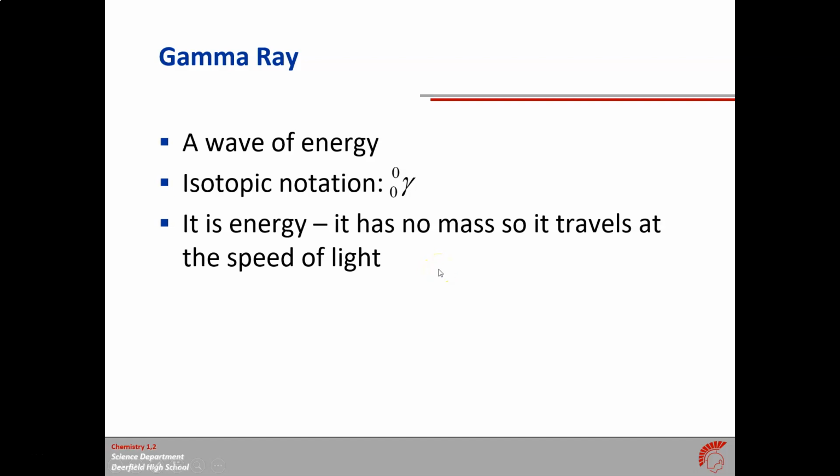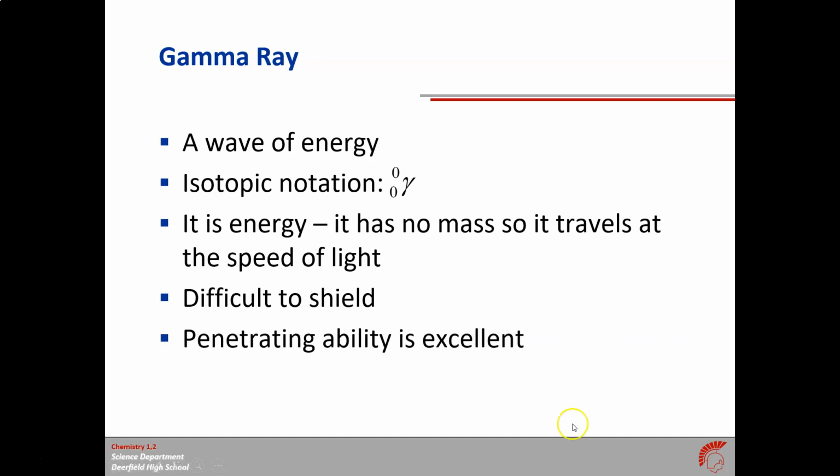So this is the case where it's a wave of energy, travels at the speed of light. There's no mass, so it's very light. As a result, it's very difficult for us to shield ourselves from gamma rays. So if a gamma ray comes through the room, it can pass right through your body. The good thing is it can pass right through your body. So its penetrating ability is excellent, which means it's not going to stick around. So this is kind of the weird thing. If you have radiation treatments, they don't use alpha and beta particles to do radiation treatment.